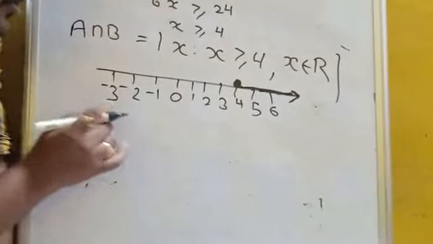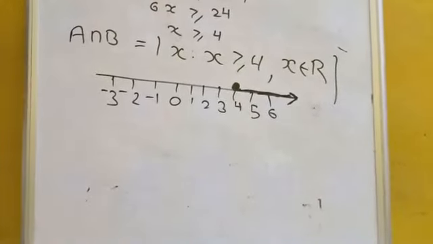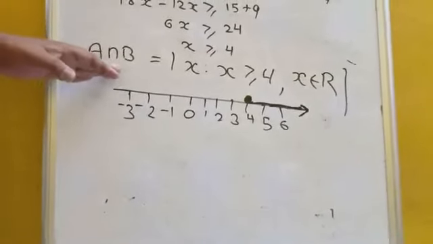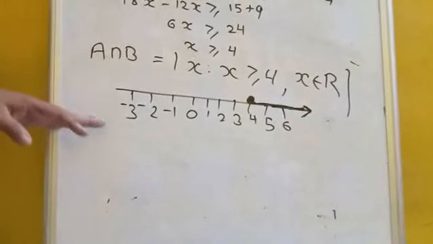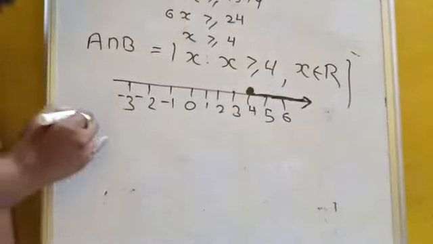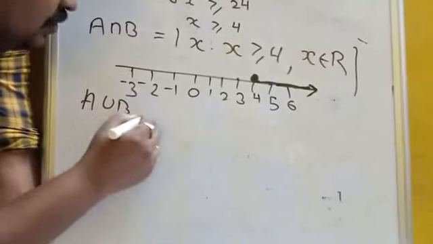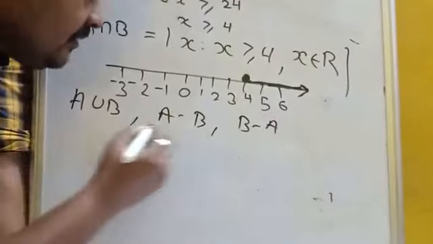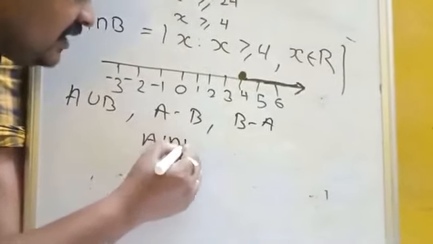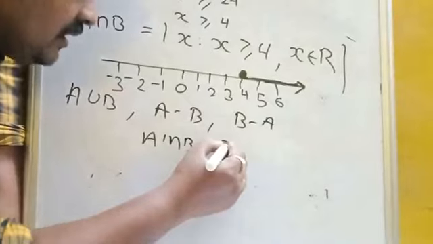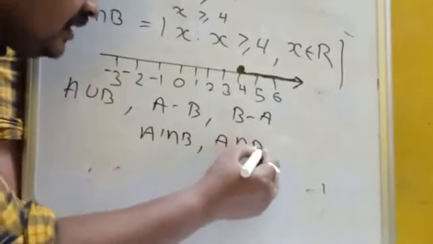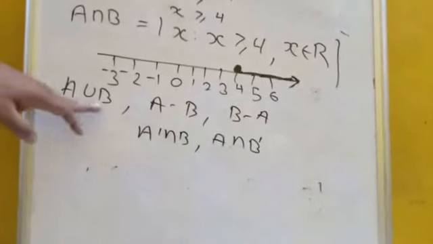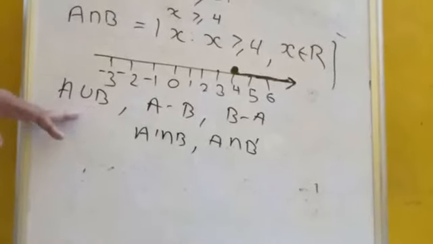So this is how you solve the linear inequation and how you write A intersection B. They may ask you A union B, A minus B, B minus A, A dash intersection B, or A intersection B dash. What will they ask you? A intersection B dash.